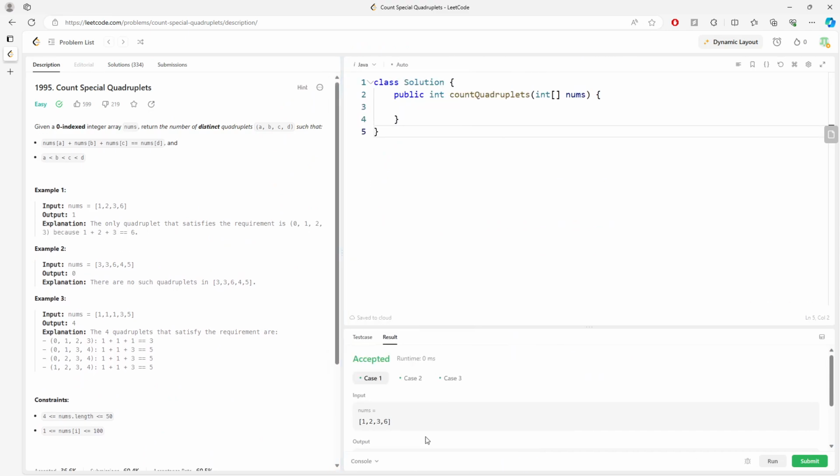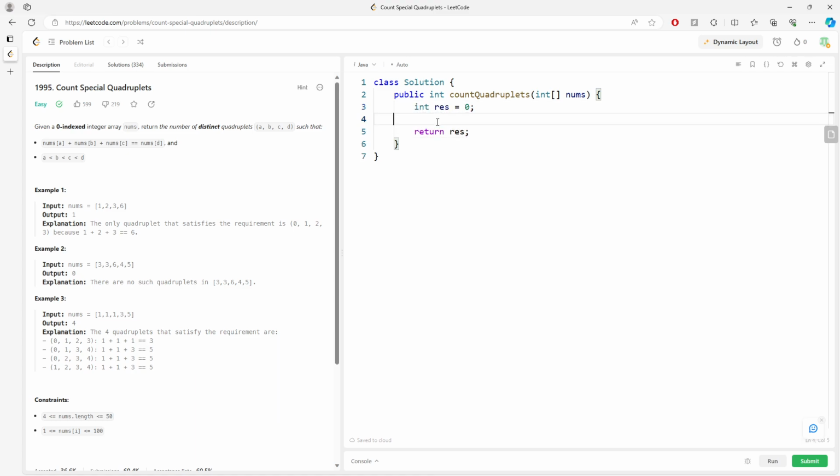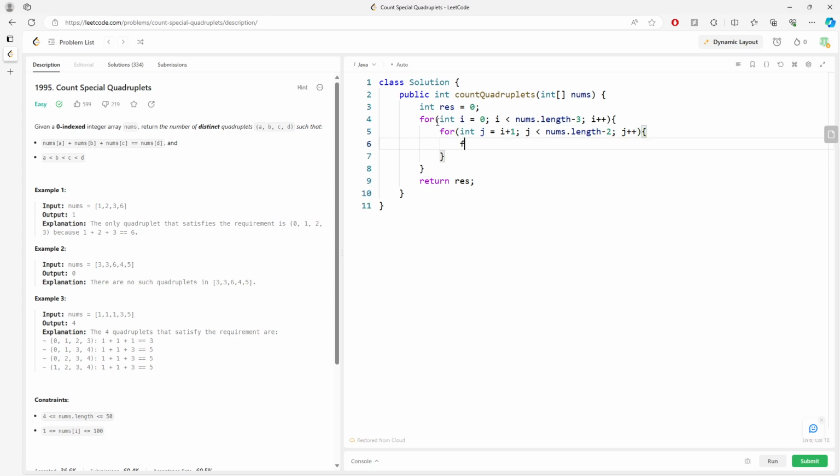All right, so let's look at the brute force solution. What you need is the result, and then traverse nums.length, with I up to n minus 3, since you need to leave space for the other three pointers. Then J up to n minus 2, for K equal to J plus 1, K less than n minus 1, K plus plus, and for L equal to K plus 1, L less than nums.length, L plus plus.